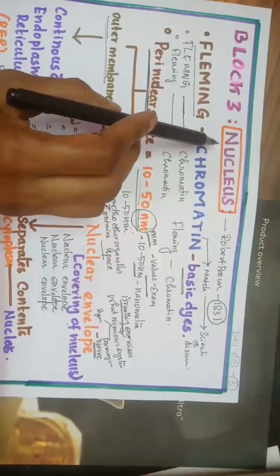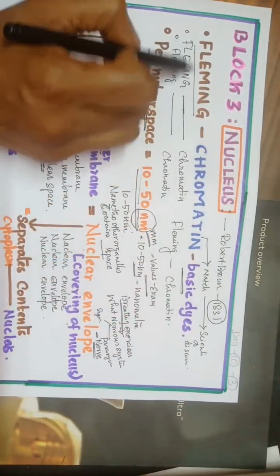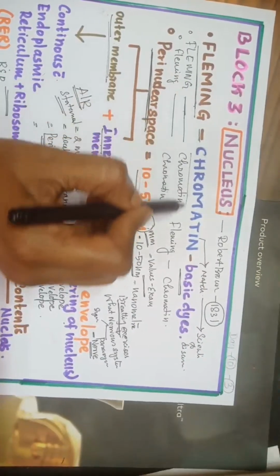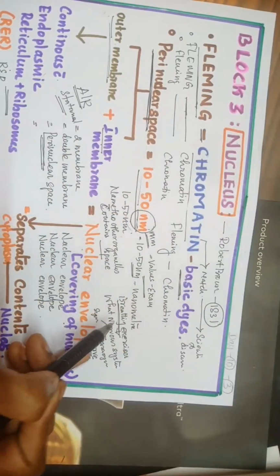Next, block 3, nucleus. Under this, we saw one very important scientist, Fleming, in relation to chromatin. He is the one who gave the name chromatin after staining the material of the nucleus with basic dyes.